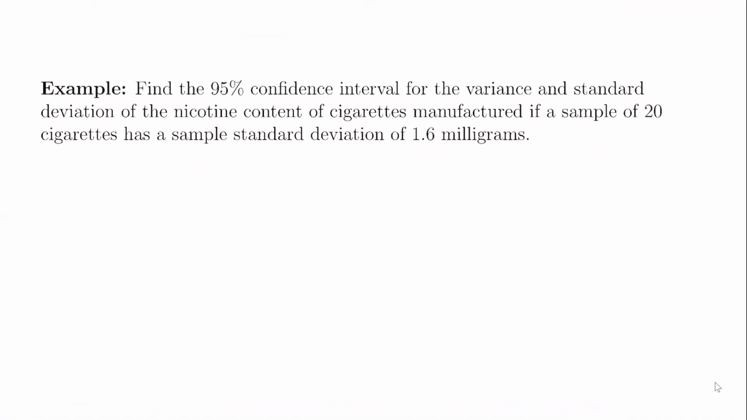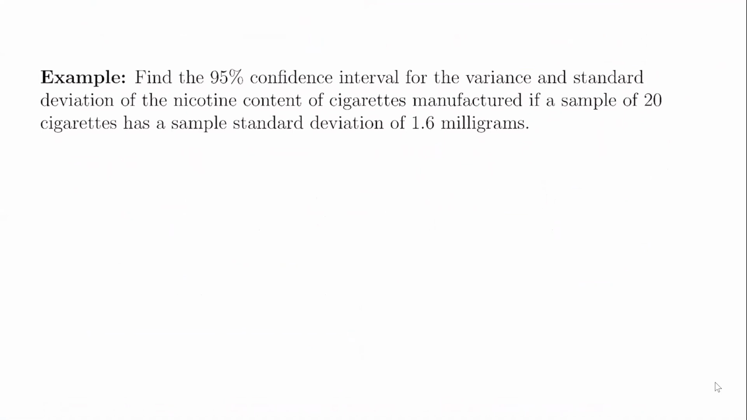All right, so let's do this example. So it says find the 95% confidence interval for the variance and standard deviation of the nicotine content of a cigarette manufacturer if a sample of 20 cigarettes has a sample standard deviation of 1.6 milligrams.